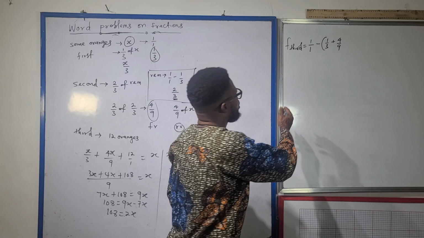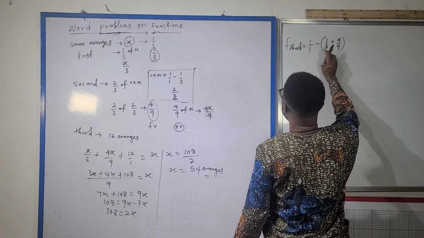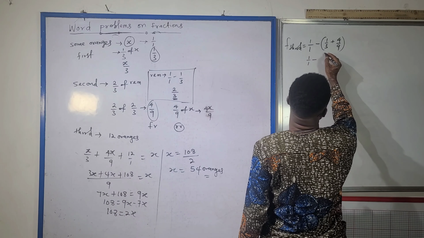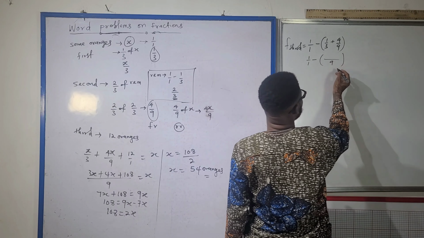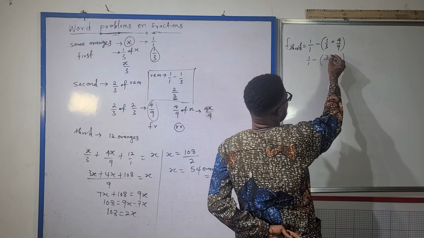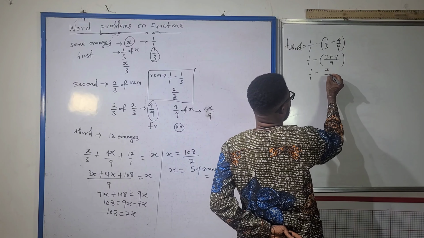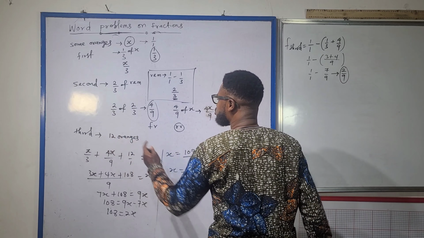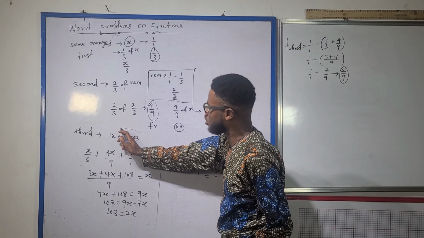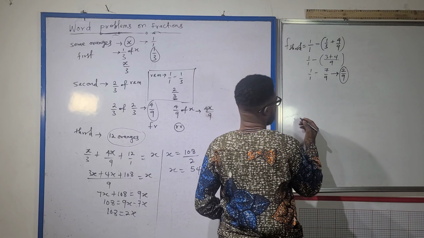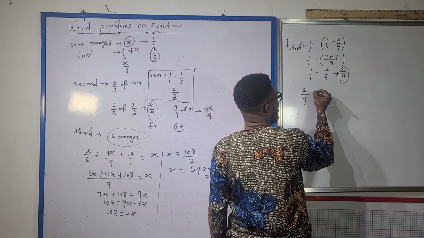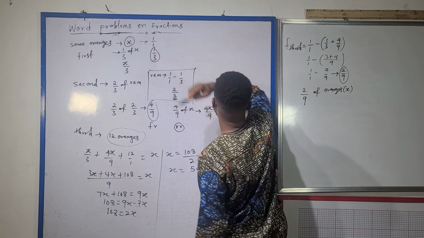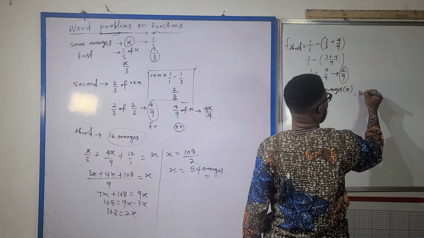So the fraction for the third person is going to be 1 over 1 minus what the first person got plus what the second person got. So 1 over 1 minus 1 over 3 plus 4 over 9, the LCM is 9. So what I have is 3 plus 4, 1 over 1 minus 7 over 9, which will give me 2 over 9. 2 over 9 is what the third person got. The question also says that the third person got 12 oranges. So I am thinking 2 over 9 of the oranges, which is X, by the way, equals 12 oranges.